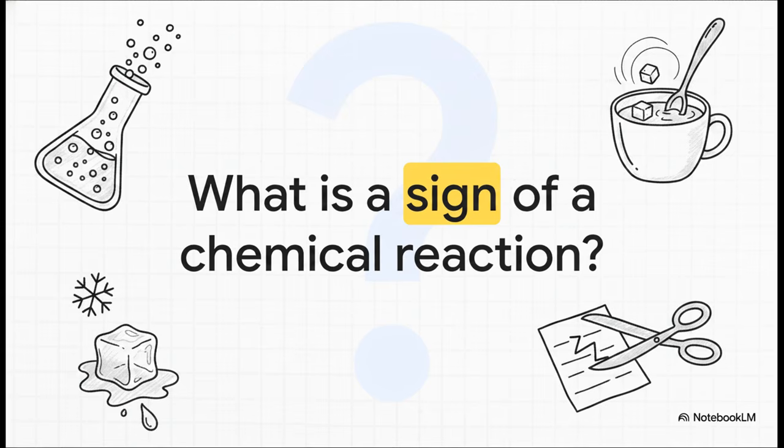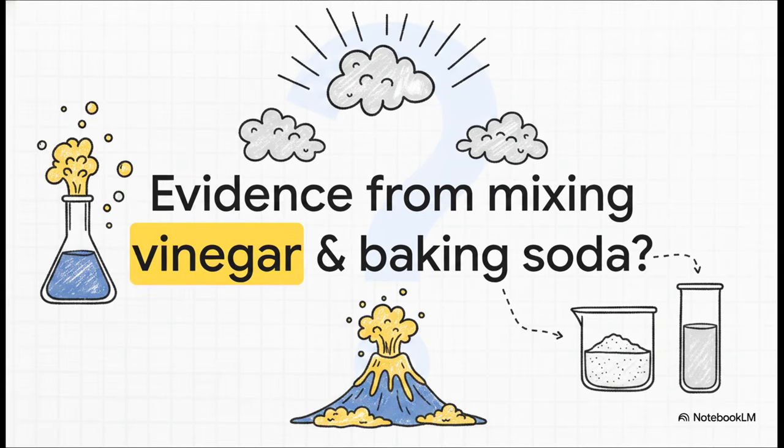Question 1, just testing our basic understanding. Which of the following is a sign of a chemical reaction? Is it melting ice, gas release, cutting paper, or dissolving sugar? Well, if you remembered the big 3, you correctly chose gas release. Question 2, let's apply this. What evidence is observed when vinegar and baking soda are mixed? Is it freezing, evolution of gas, turning into gold, or no change? Think back to that classic childhood volcano experiment. Yep, it's the evolution of gas.